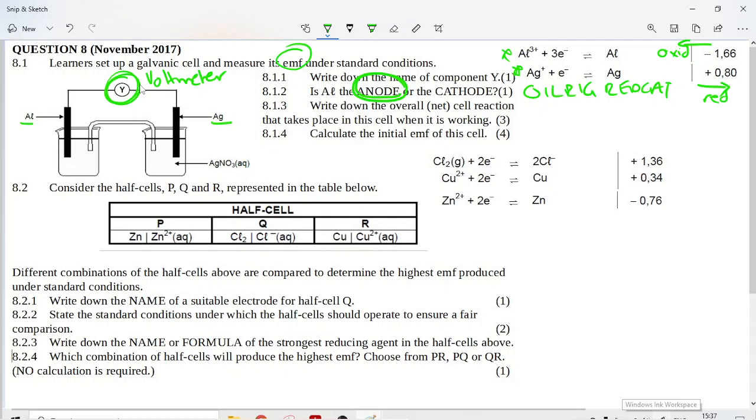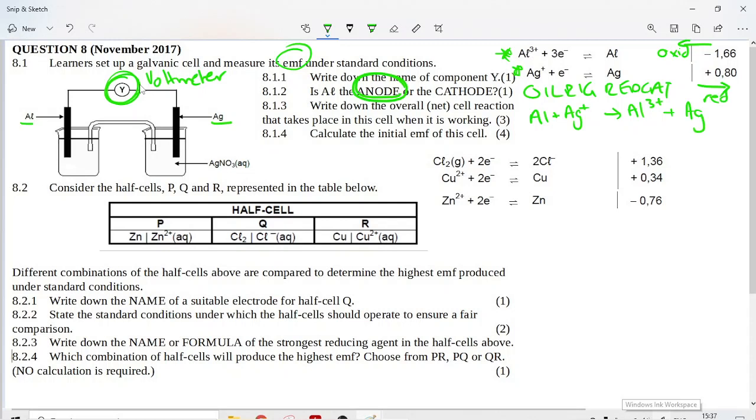Now you've ringed the reactions in your table, and I've put them up over here, and you're going to use these to answer the next question. It says write down the overall or net cell reaction that takes place in the cell when it is working. So we know we're going to use the reverse reaction for the aluminium. The aluminium is going to go to the aluminium 3+, and we know that the forward reaction for the silver is going to occur. The silver plus is going to go to the silver metal.